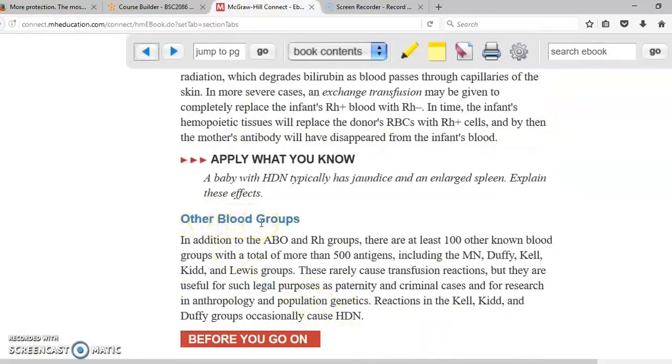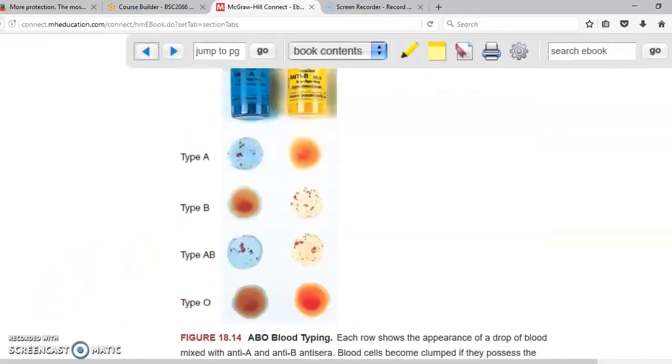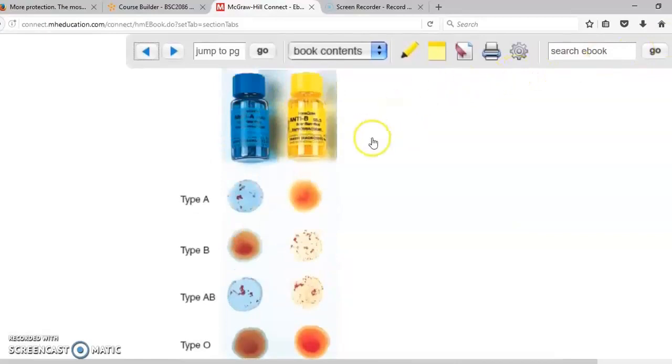Other blood groups. Besides the ABO and RH groups, there are some other ones that you can see: Kell, Kidd, Duffy, and these also may create, as you can see here, hemolytic disease of the newborn, unless you check and make sure that you verify that the parents are not at risk for hemolytic disease of the newborn if they have a baby. Because again, if you get the wrong combination, then obviously the blood is going to get destroyed.